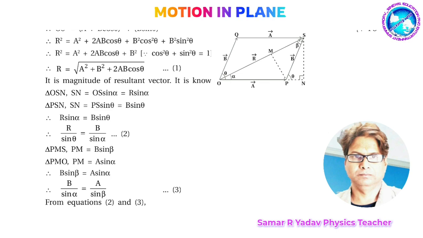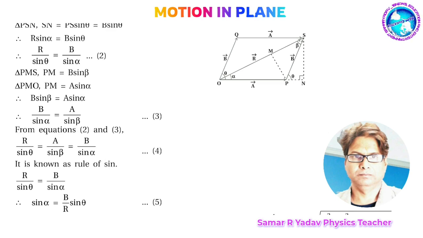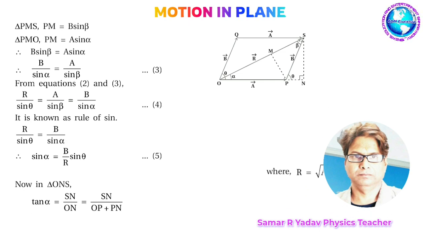In triangle PMS, PM is equal to B sin beta, and in triangle PMO, PM is equal to A sin alpha. Therefore B sin beta is equal to A sin alpha. Therefore B upon sin alpha is equal to A upon sin beta, equation 3. From equations 2 and 3, R upon sin theta is equal to A upon sin beta is equal to B upon sin alpha, equation 4. It is known as the rule of sin.